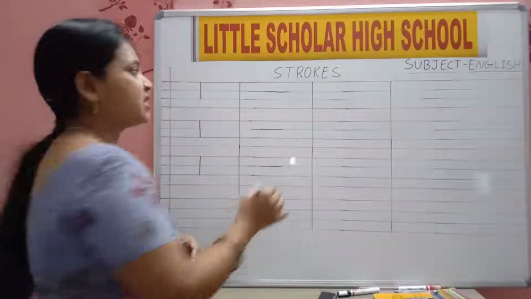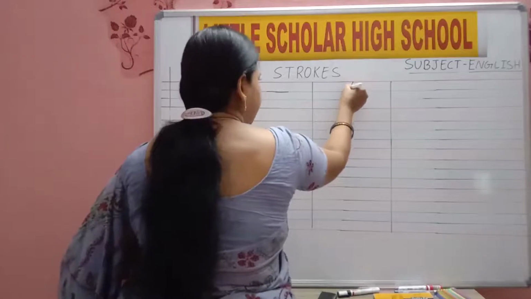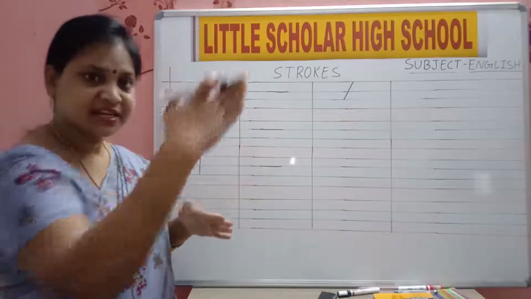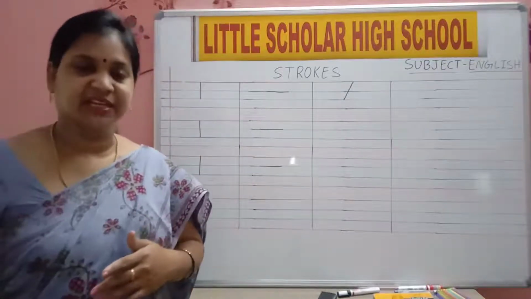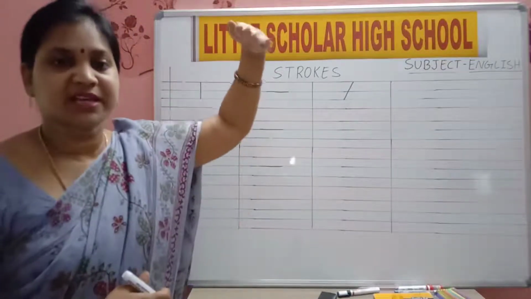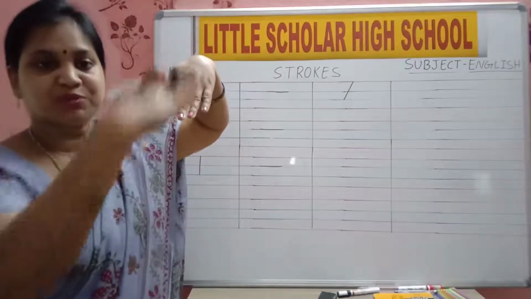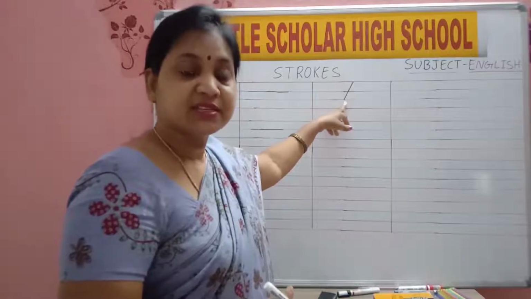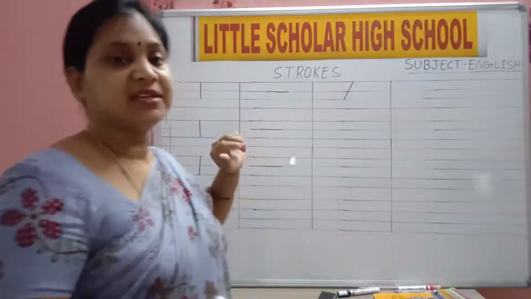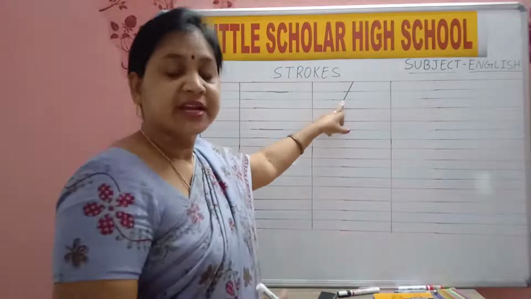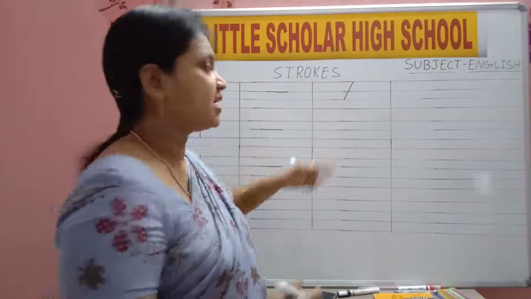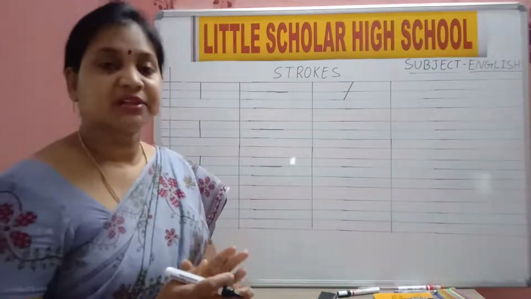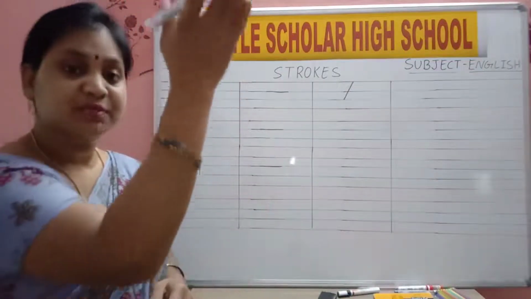Next stroke. Slanting line. Yes, how is the line? The line is not straight. It is slanting. When you slide, how will you slide? Not up to down, but slanting. Slanting line. Which line is this? Slanting line. Say once again. Slanting line also will touch the first 3 lines, but the line should be slanting.